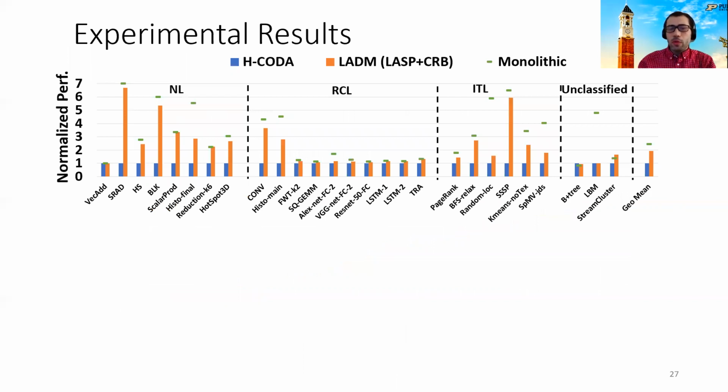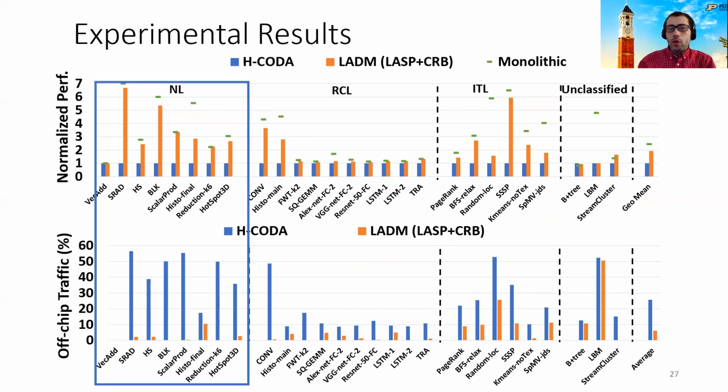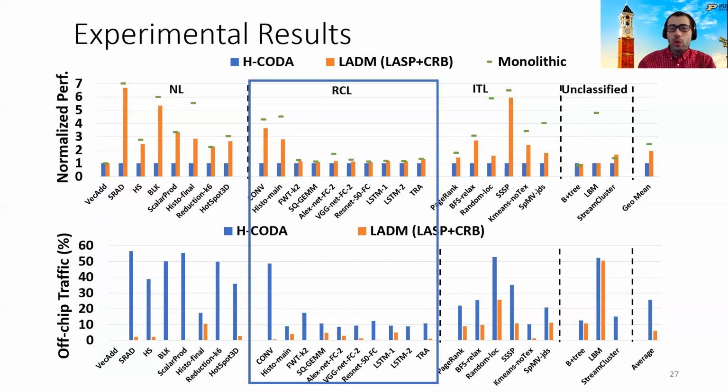In the top figure, we show the performance of CODA and LADM, which combines LASP with CRP. All the results are normalized to the hypothetical monolithic chip performance. In the bottom figure, we show the off-chip traffic percentage. For no locality workloads, the LASP stride-aware placement reduces off-chip traffic significantly compared to CODA. This off-chip traffic reduction translates to a 3x performance improvement on average. In row and column locality workloads, preserving row and column locality along with input size awareness makes LADM outperform SCODA, which applies fine-grained round-robin page interleaving that destroys row and column locality.